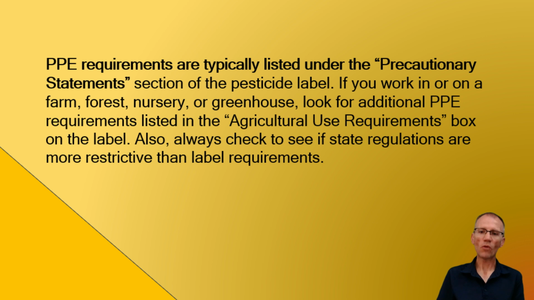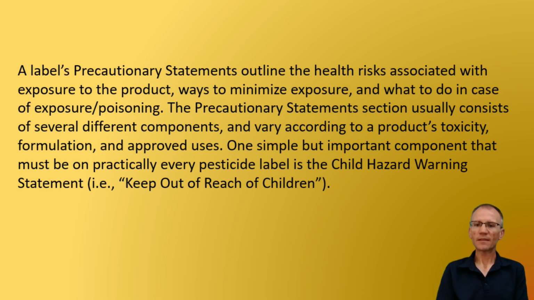Again, PPE requirements are typically listed under where? Precautionary Statements section of the label. A label's precautionary statements outline the health risk associated with exposure to the product, ways to minimize exposure, and what to do in case of exposure or poisoning. The precautionary statements section usually consists of several different components and varies according to a product's toxicity, formulation, and approved uses. One simple but important component that must be on practically every pesticide label is the child hazard warning statement, i.e., keep out of reach of children.